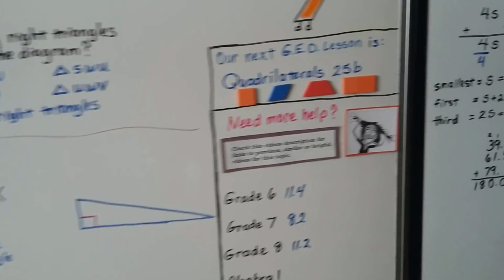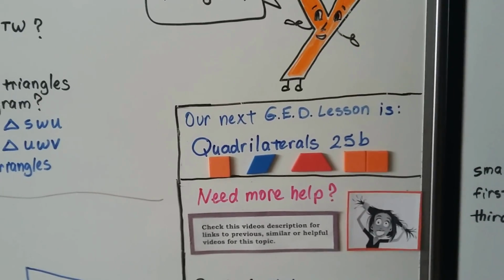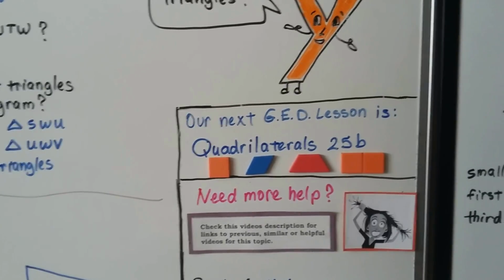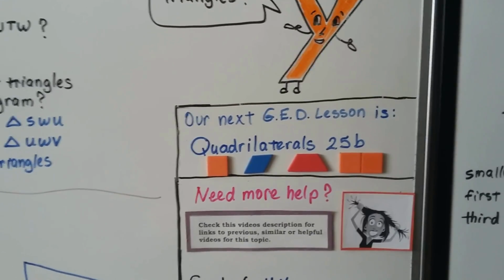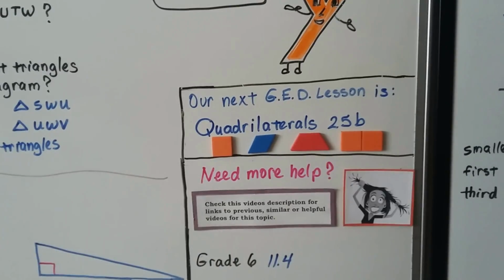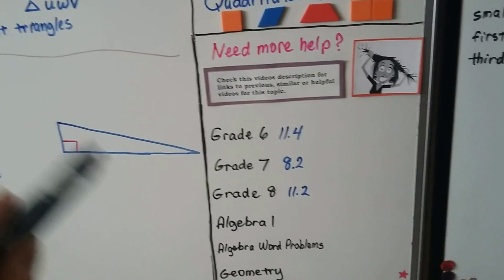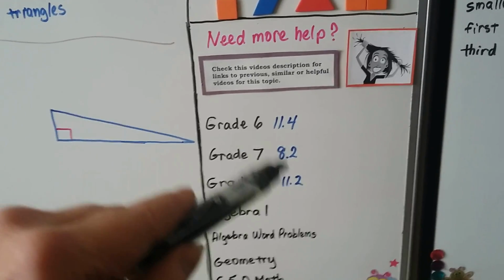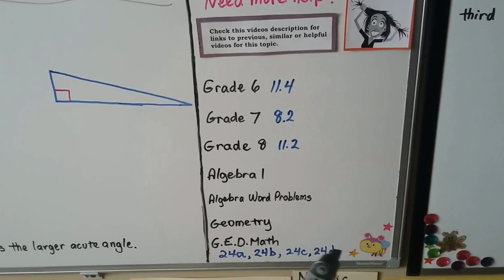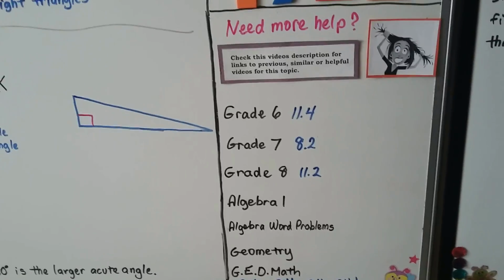Our next video is going to be quadrilaterals, 25B. We're going to talk about squares. We're going to talk about rhombuses and trapezoids, and we're going to do rectangles and parallelograms. And if you need help with any of this triangle stuff, these middle school videos can help you. And then I've still got links to the previous lesson 24 for the lines and angles to help you out.